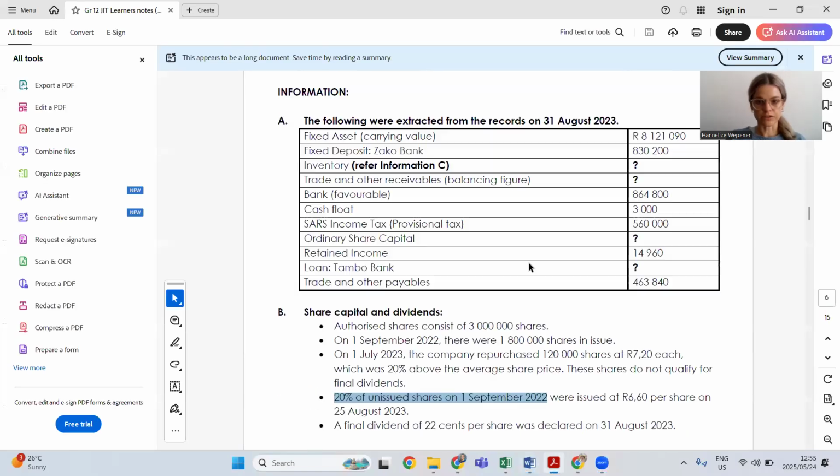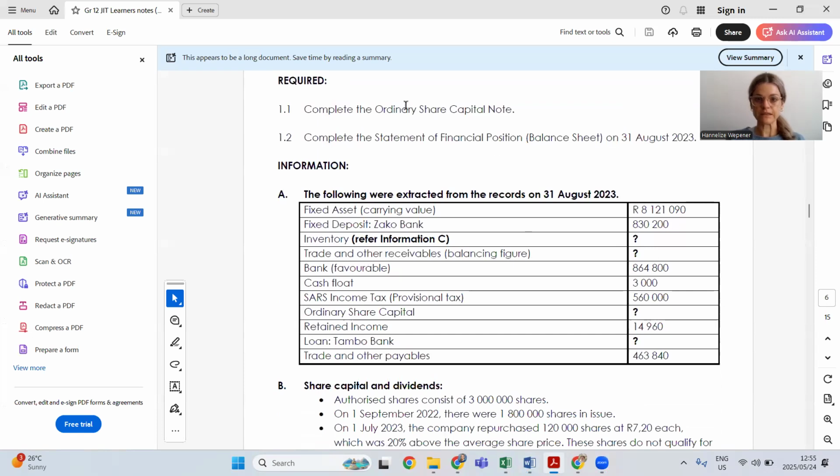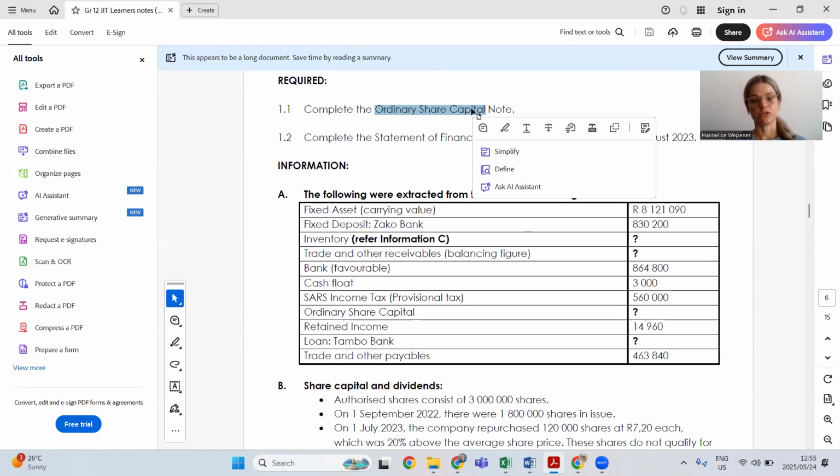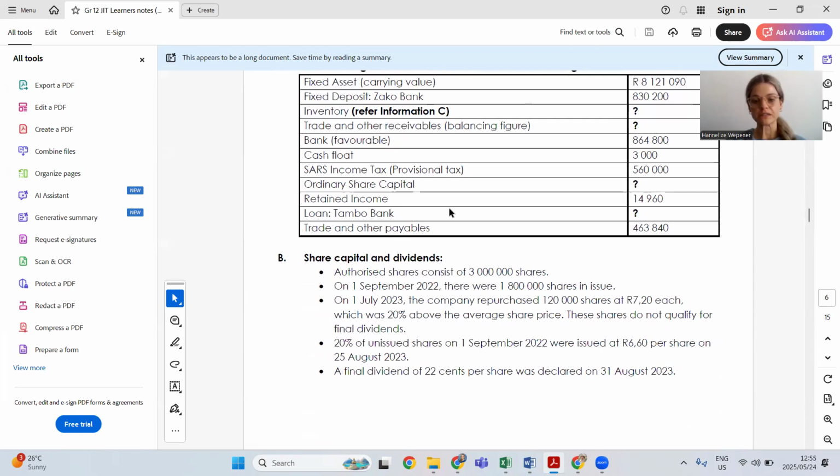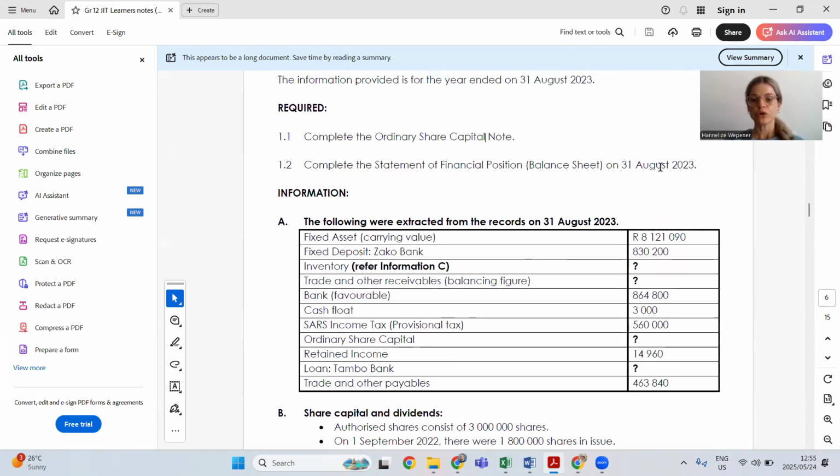So we're just quickly going to look at the ordinary share capital note, and then I also want to show you guys what we do in our retained income note with regards to our ordinary share capital, as well as the cash flow statement.